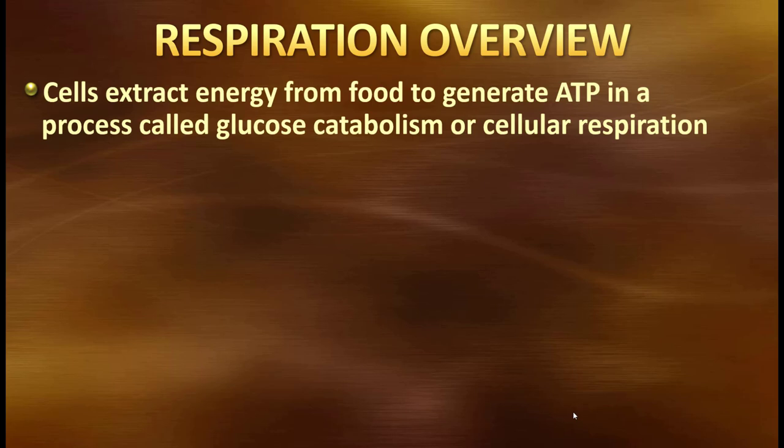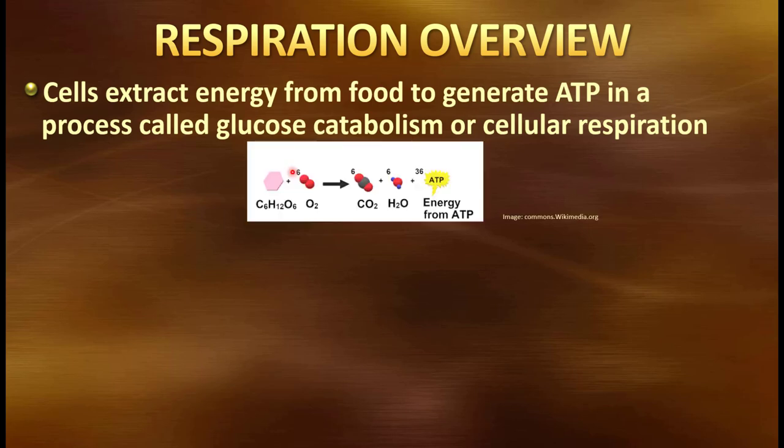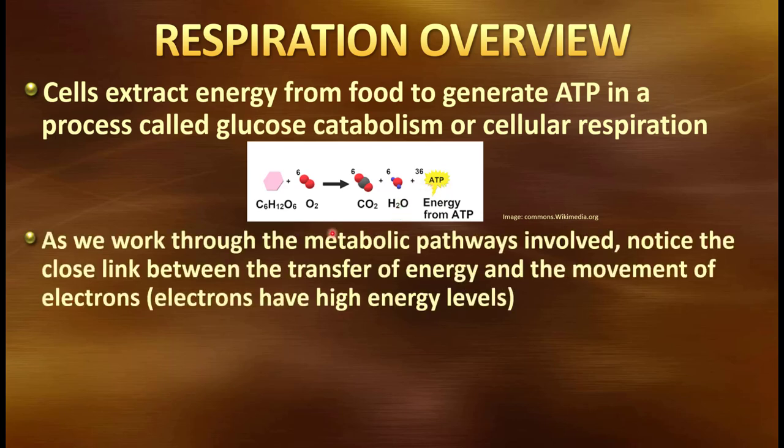Typically, cells will prefer to use glucose catabolism in a process known as cellular respiration, where the energy that is contained within the sugar molecules is broken down and released for the formation of ATP. Here we see glucose in the presence of oxygen being broken down into carbon dioxide, water, and energy in the form of ATP. Now we also know that in metabolic pathways, this link between the transfer of energy from one molecule to another often follows the transfer of electrons.